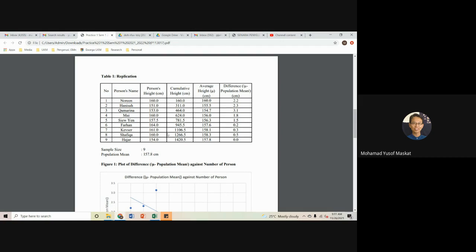Then we take another one, randomly. Hanisa's height is 151 cm. So the cumulative, 151 plus 160 equals 311. And then the average height, 311 divided by 2, will be 155.5. So the difference is 2.3, about the same. And then Kamarina, when we add Kamarina's data, the difference becomes 3.1.